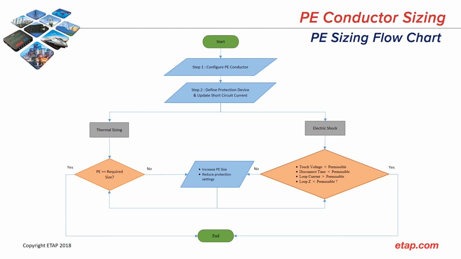Then, ETAP provides the capability to assess the maximum short-circuit thermal energy imposed on PE conductors. At the same time, the minimum loop current, loop impedance, disconnect time, and touch voltage are calculated for electric shock protection. When they fulfill the required size or permissible values, then the PE sizing is completed. Otherwise, change cable size or protection device settings until all criteria are satisfactorily met.